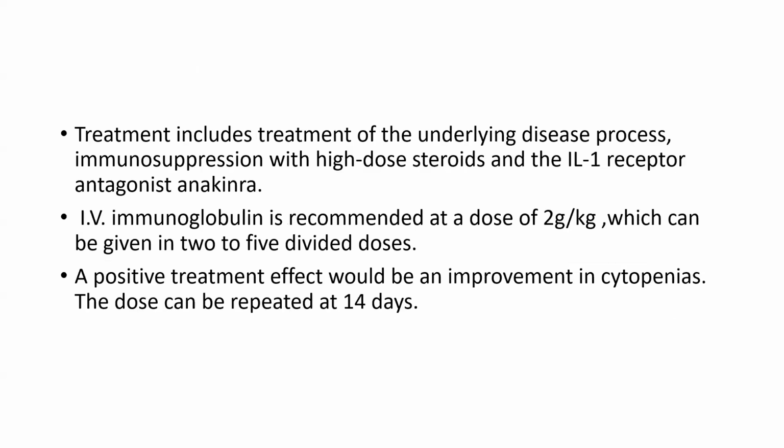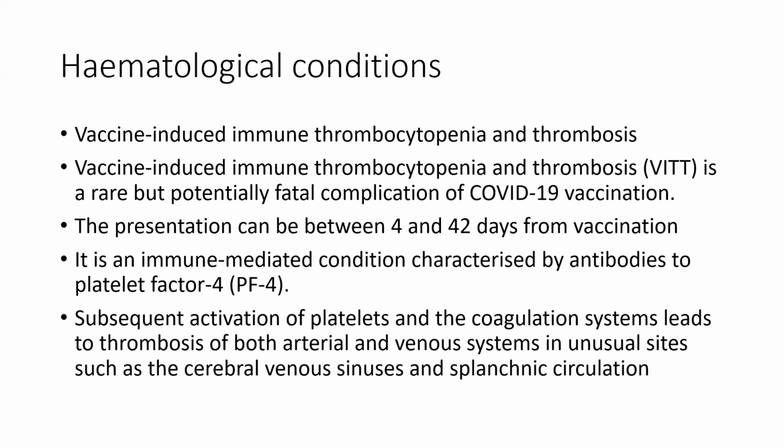Treatment includes treatment of underlying disease process, immunosuppression with high-dose steroid, and the interleukin-1 receptor antagonist anakinra. So IV immunoglobulin is recommended at a dose of 2 gram per kg, which can be given in 2 to 5 daily divided doses. A positive treatment effect would be improvement in cytopenias, and the dose can be repeated at 14 days.